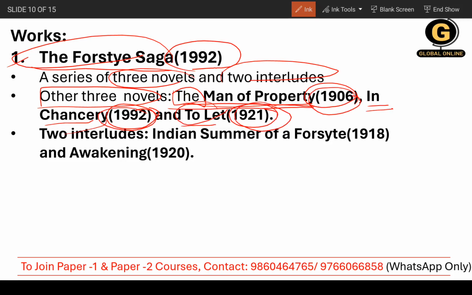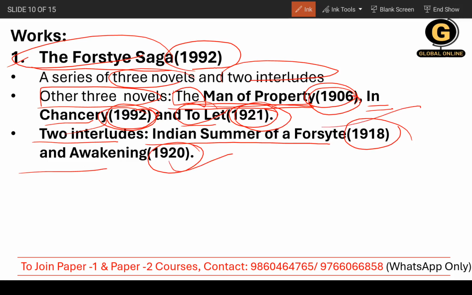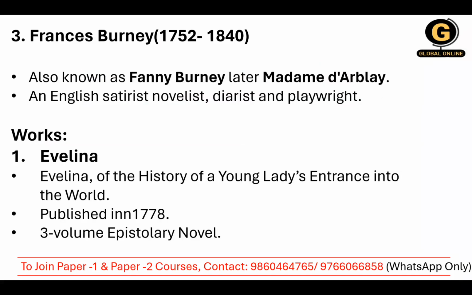And the other interludes are Indian Summer of a Forsyte, 1918, and Awakening, 1920. These are the works that you need to understand, that it's a series. The Forsyte Saga is a series of works, includes 3 novels and 2 interludes, and these are the novels and these are the interludes. Do remember the names.